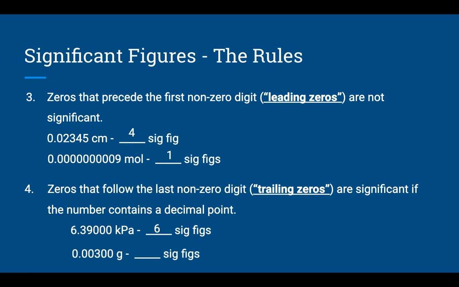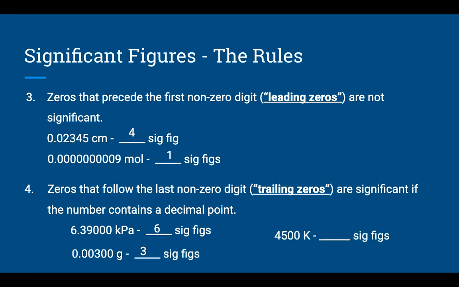0.00300 grams. Here we have some leading zeros and some trailing zeros. The zeros in front of the 3 are not significant, but the zeros after are. So this is 3 significant figures. Notice both those measurements have a decimal point, which is what makes the trailing zero significant.